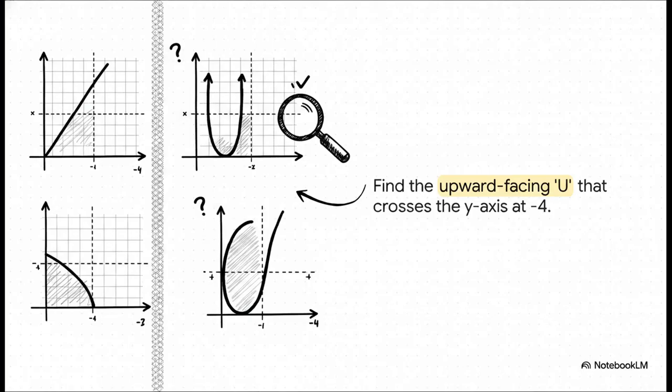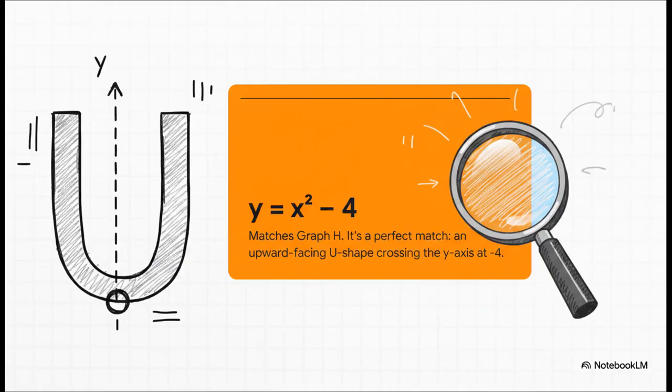Right, let's take those clues back to the grid. We're scanning for a U-shaped graph, one that opens upwards, and crucially, one that hits the y-axis at -4. Go on, have a look which one fits the bill. There's really only one that ticks all 3 of those boxes. It's got to be graph H. It's a perfect match, right? It's an upward-facing U, and it cuts the y-axis right at -4. Boom. 1 down, 2 to go.